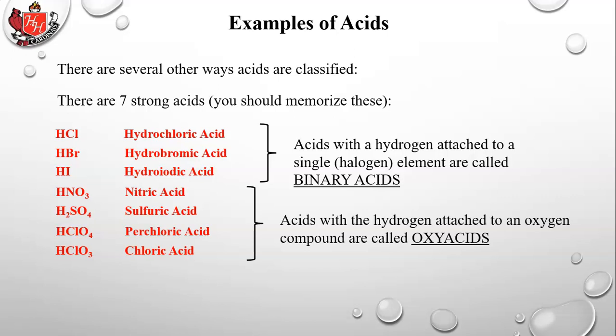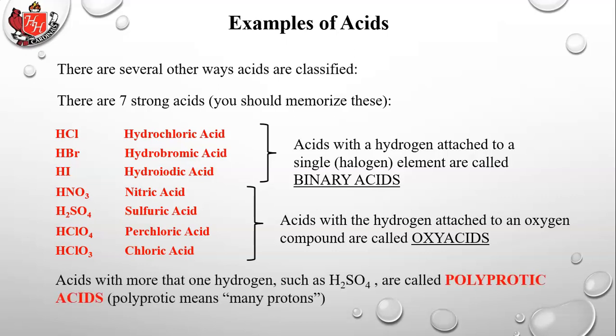The 4 down below, those acids with the hydrogen attached to an oxygen compound, are called oxyacids. Acids with more than one hydrogen, in this case there's only one of the acids up there that has more than one, such as H2SO4, sulfuric acid, are called polyprotic acids. Polyprotic means many protons. What you will find in the case of H2SO4, as we'll discuss soon, is that the first proton dissociates completely. So that means sulfuric acid is a strong acid. The second hydrogen, the second proton, does not dissociate completely, and so that forms a weak acid.